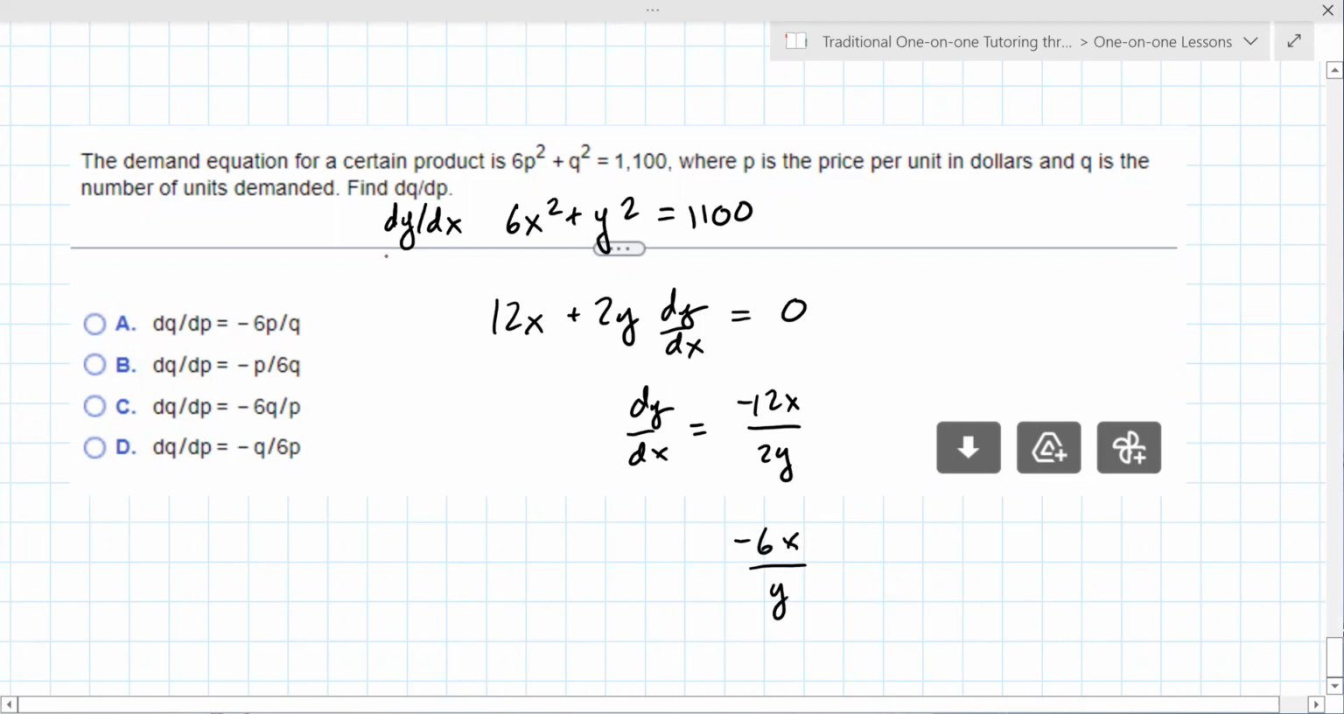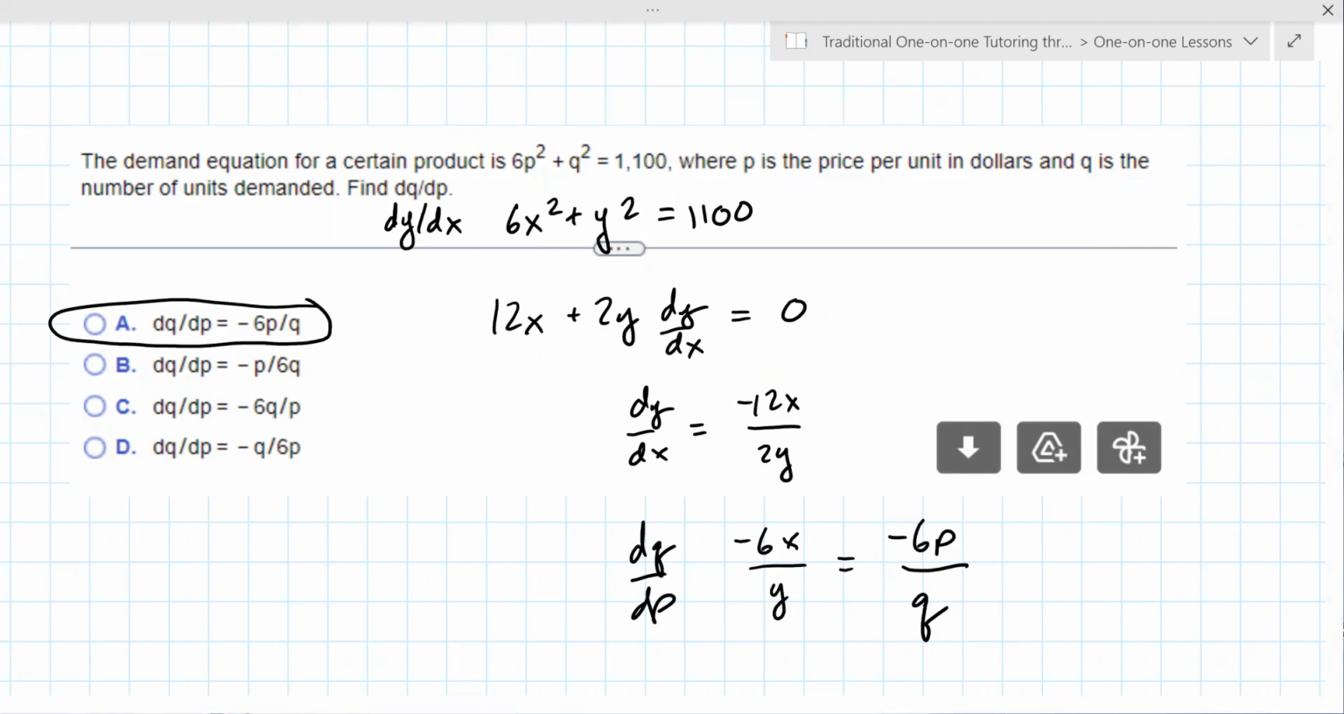And like I mentioned, that's not right, that will mess us up here. X is really p, so minus 6p, and then q is really y, so that's it right there. You see that the flip of both answers is there. That's why I get really careful with this.